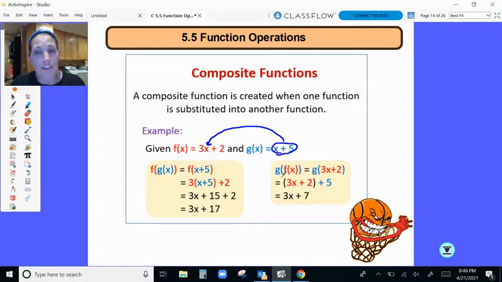If we do the composite function g of f of x, that means that f of x will be substituted in for x in g of x. We take the g of x function, x plus 5, but instead of x, we substitute this 3x plus 2 in for x. So it's 3x plus 2 plus 5, and then we simplify to 3x plus 7. It's a little weird concept to grasp, but once you understand it, it's not too bad. You're just taking a whole expression and substituting it in for x in the other function.